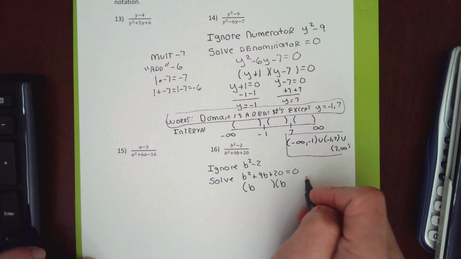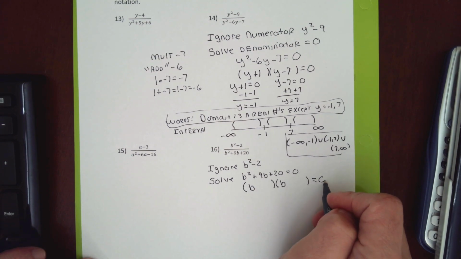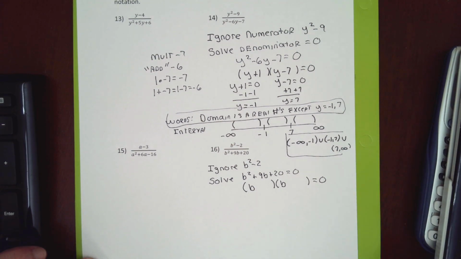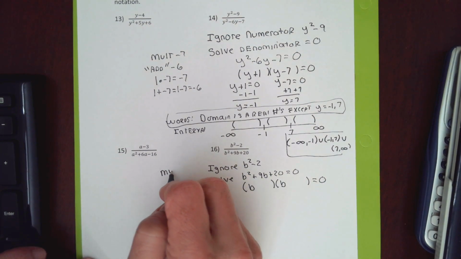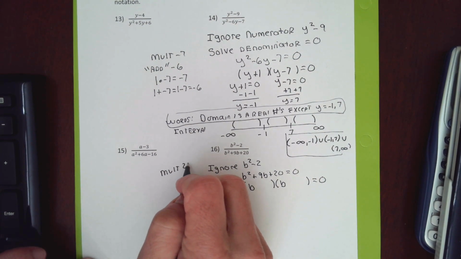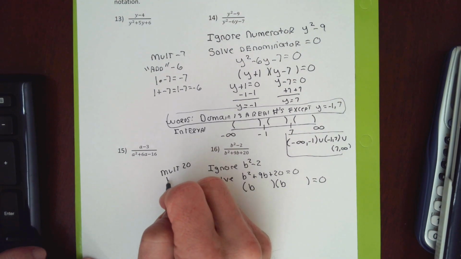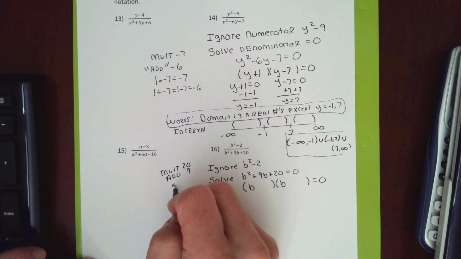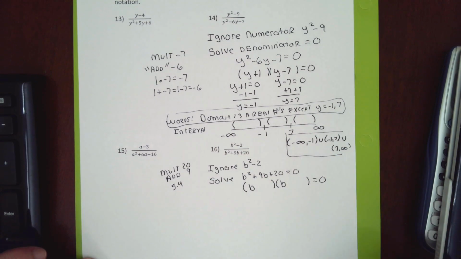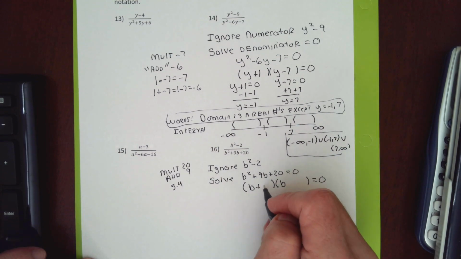Because the denominator doesn't have a number in front of the squared term, I'm going to factor with a double plus. The numbers that I'm going to fill into my parentheses need to multiply to that last number, 20, and they need to add to the middle number, 9. And that's just going to be 5 and 4, because 5 times 4 is 20 and 5 plus 4 is 9.